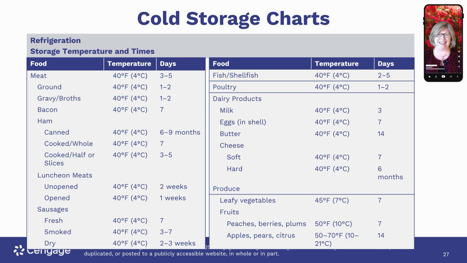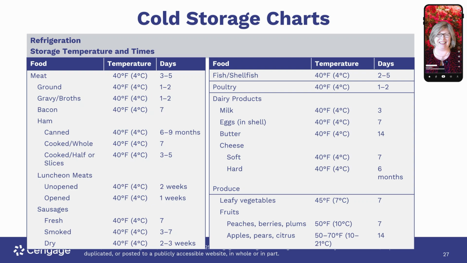Ham, if it's canned, can last a significant amount of time, 6 to 9 months. Cooked whole ham, 7 days, so it's about a week. Cooked half ham or slices, 3 to 5 days. And that's because it has been processed further by cutting it and slicing it.